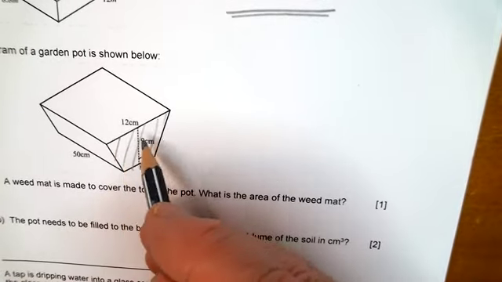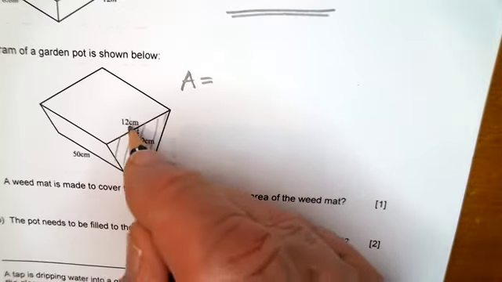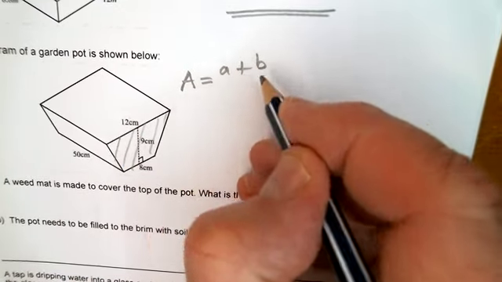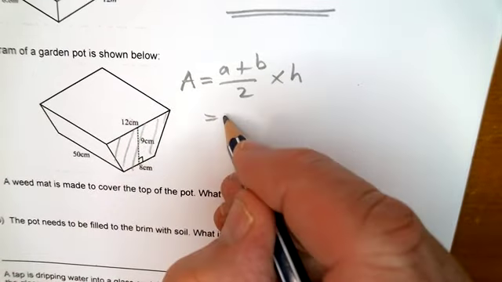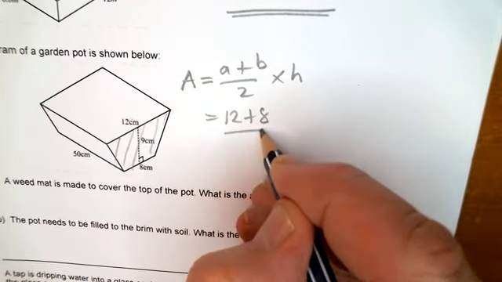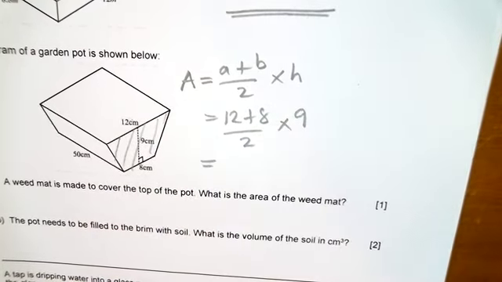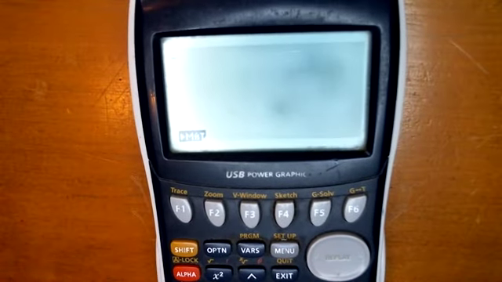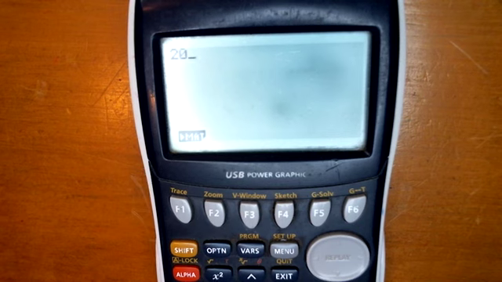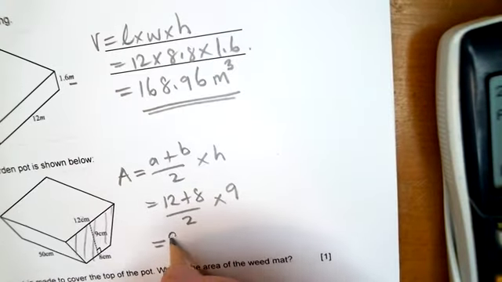So the area of the face here is a trapezium, which is going to be A plus B divided by 2 times H. Well, the area is the top and the bottom, which is 12 plus 8 divided by 2 times the vertical height, which is 9. So what's that going to equal? We've got 12 plus 8 is 20. Divided by 2 is going to be 10. And multiplied by 9 is 90.